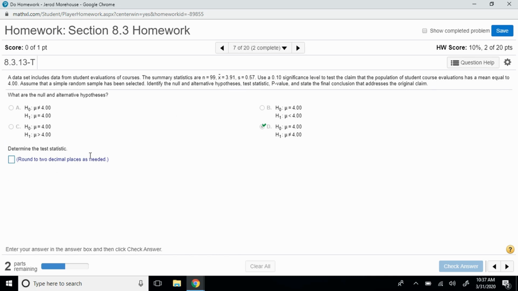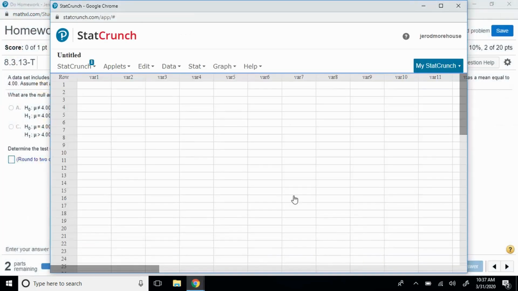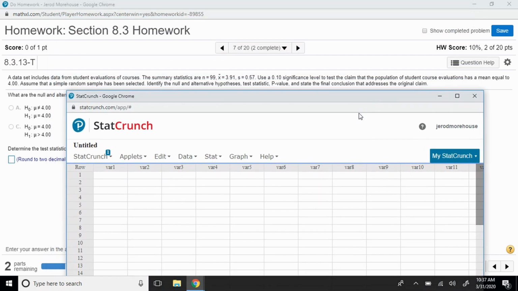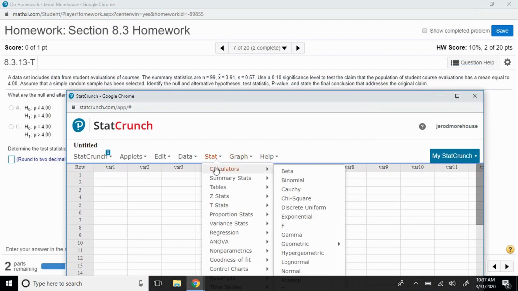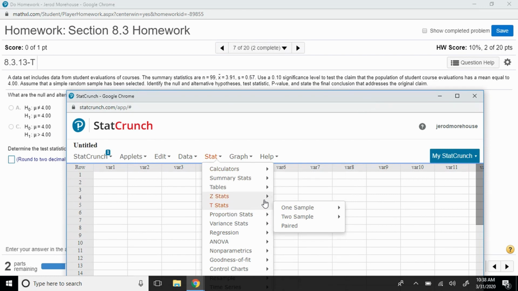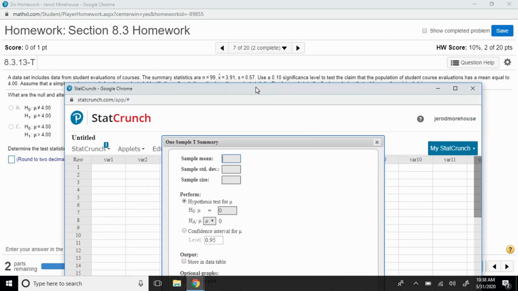Now, to find the test statistic, we're going to go back to StatCrunch again here. And we're going to go to Stat. And instead of calculators here, we're actually going to go to T-Stats. And we just have one sample, and it didn't give us the data, it gave us the summary statistics. So we're going to hit with summary. Now, up here, it says our sample size is 99. So I'm going to type that in here, 99. Our sample mean was 3.91. And our sample standard deviation was 0.57. I'm going to just type those in there.